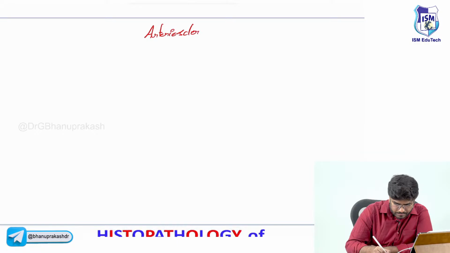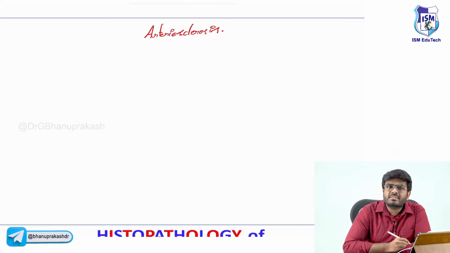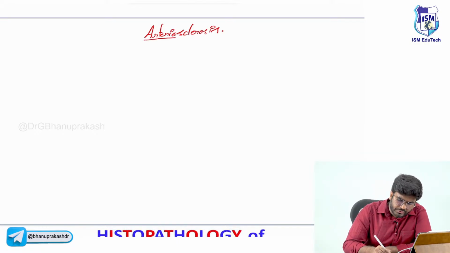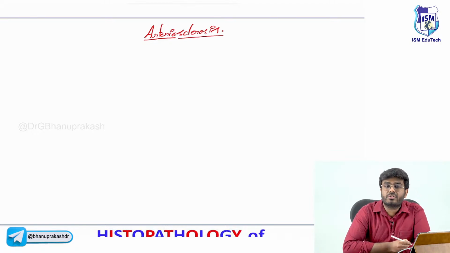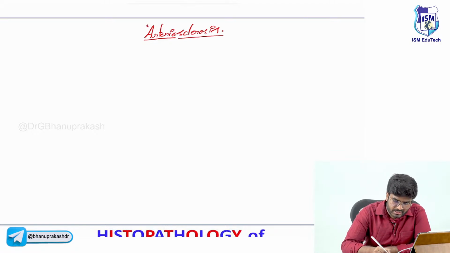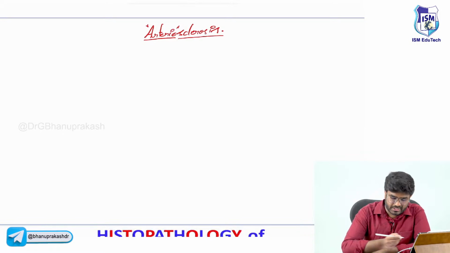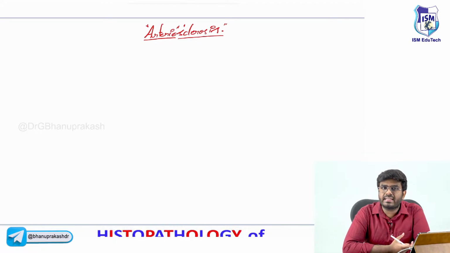Arteriosclerosis. Now you can ask me, sir, what the hell is this arteriosclerosis? In the name itself, arterio means the blood vessels, the arteries, and sclerosis means getting hardened. So the arteries, the blood vessels, are getting hardened. The literal translation of arteriosclerosis is that the blood vessels are getting hardened.